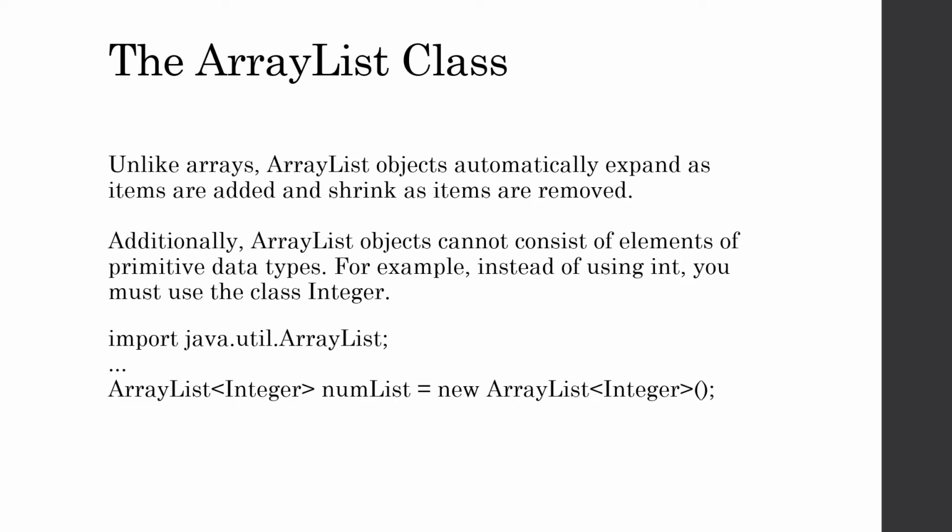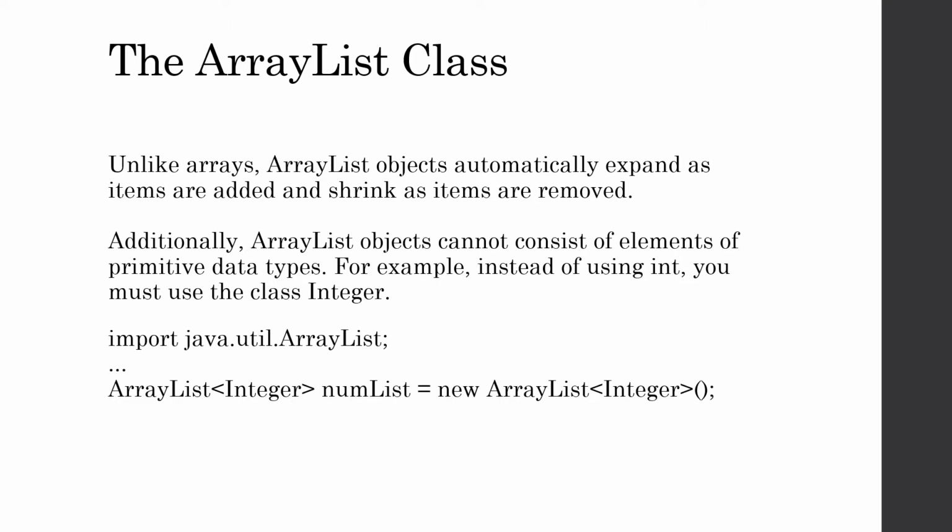Additionally, though, there is one constraint with how ArrayList objects work, which is that they cannot consist of elements of primitive data types. For example, instead of using int, which would be the data type for primitive integers, you must instead use the class Integer. So you've got the full word Integer with a capital I.